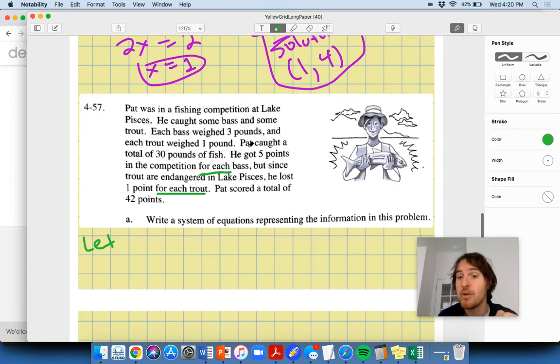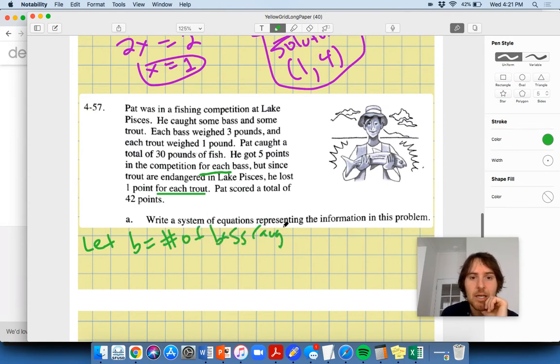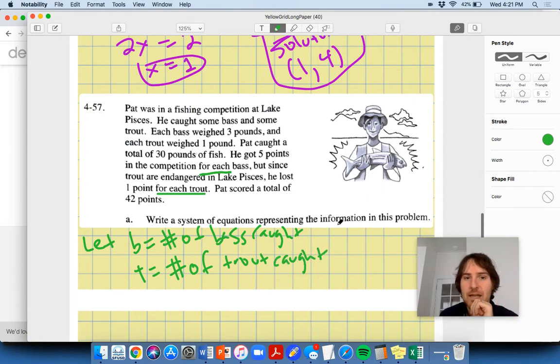It's going to be a variable until we know we've solved for the exact solution of this particular situation. So let's do it here. Let's define our variables. Let B equal the number of bass caught, and let T equal the number of trout caught. In retrospect, I would use O because T looks like a plus, and that confuses people, so be careful of that.